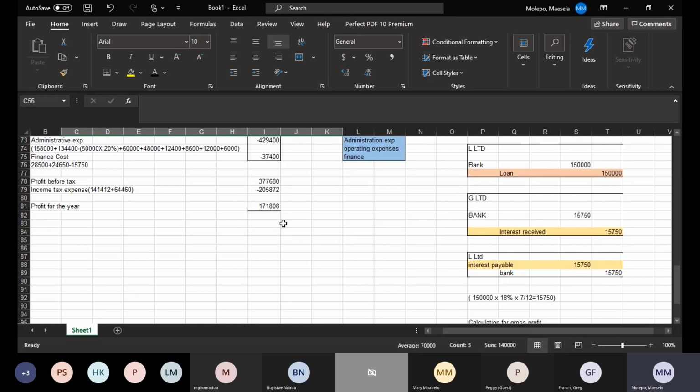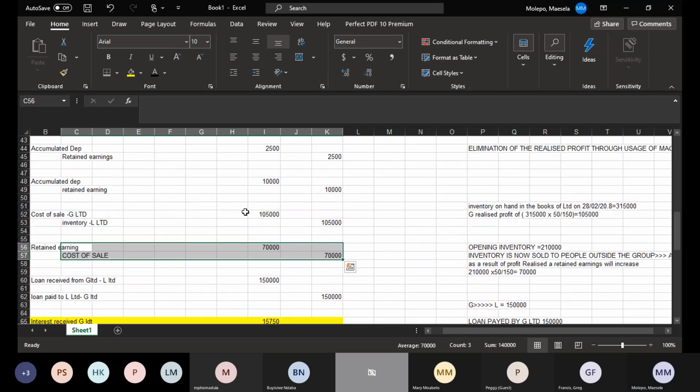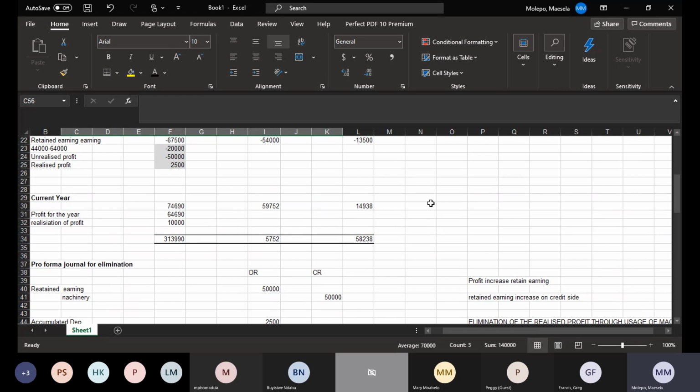The profit realized during the current year, we have the 171,808 from our consolidated statement of profit and loss. So now we have to check the one attributable to the parent and the one attributable to the non-controlling. The one attributable to the non-controlling will be 4938, which comes as a result of our analysis. It comes from here. So you're going to say the profit maintained by the group of 171,808, you less the 4938.